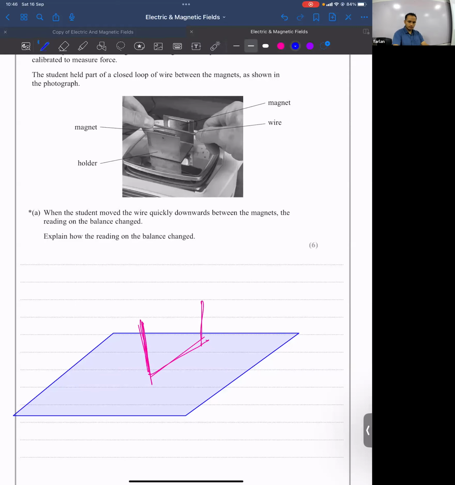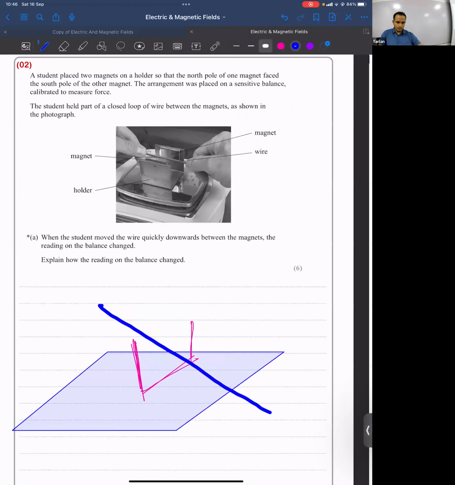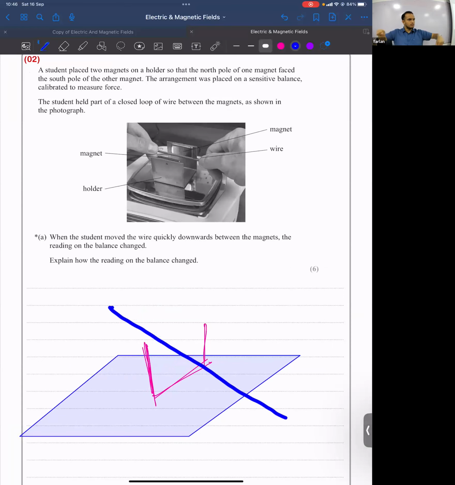Then what you are doing is you are holding a wire between the magnets, and you are moving the wire quickly downwards between the magnets. Then there's no battery or current or anything involved. You just move the wire down. So when you move the wire down, they are telling the reading on the balance is changing. Explain how the reading on the balance changes. Do you have an answer?